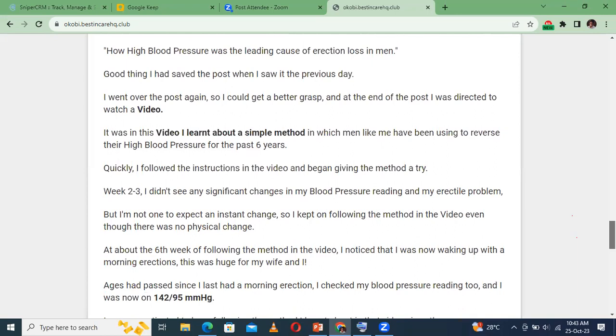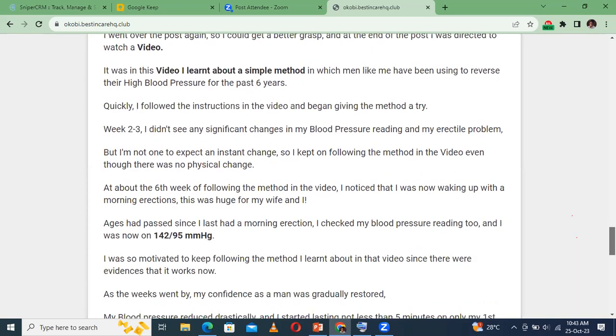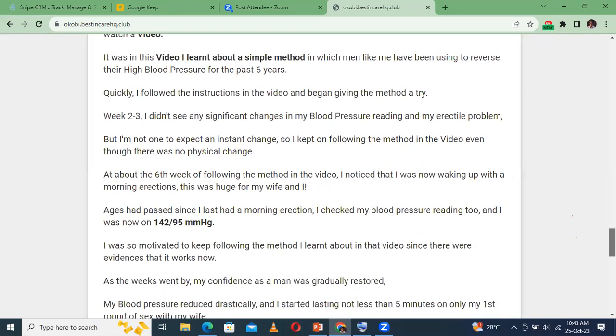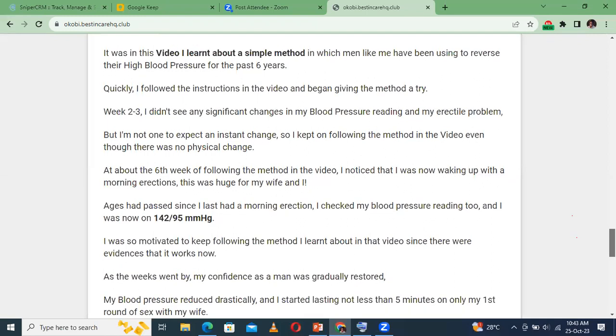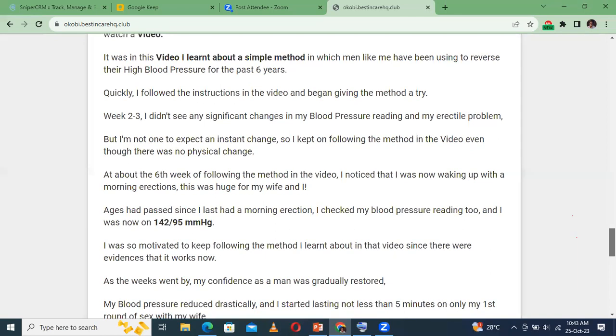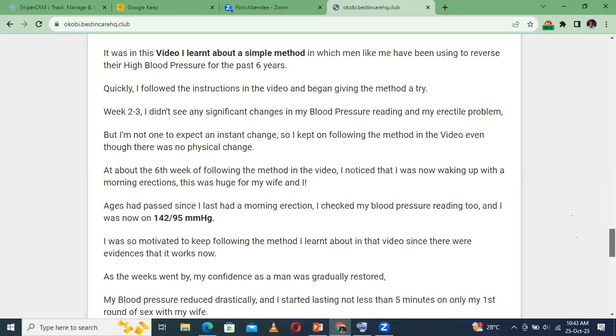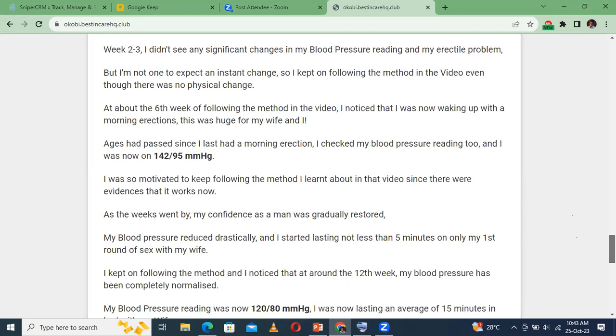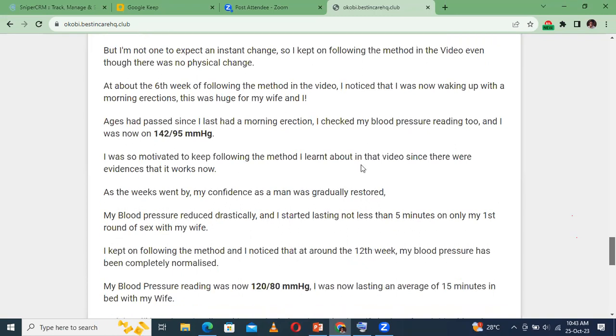Week 2 to 3, I didn't see any significant changes in my blood pressure reading and my erectile problem. But I'm not one to expect instant change. So I kept on following the method in the video, even though there was no physical change. At about the 6th week of following this method, I noticed that I was now waking up with morning erection. This was huge for my wife and I.